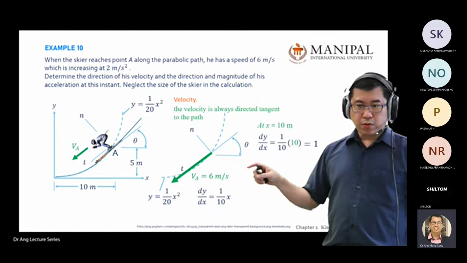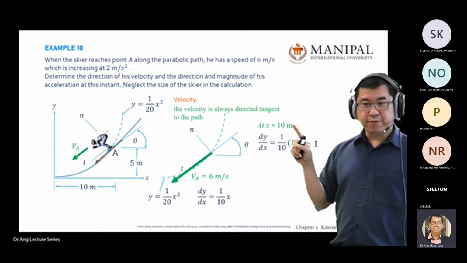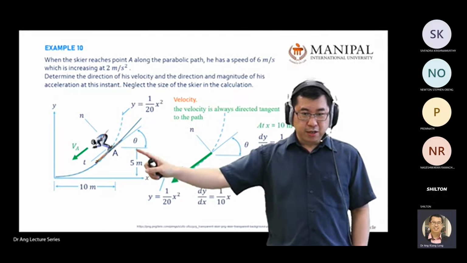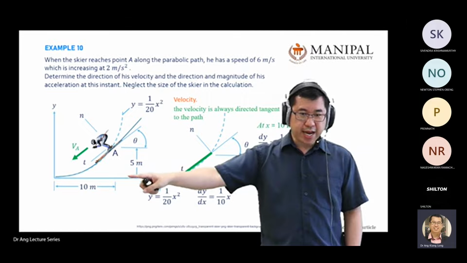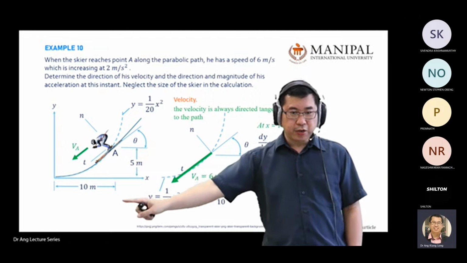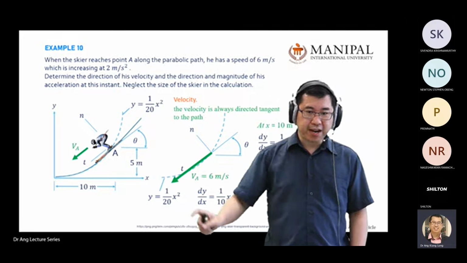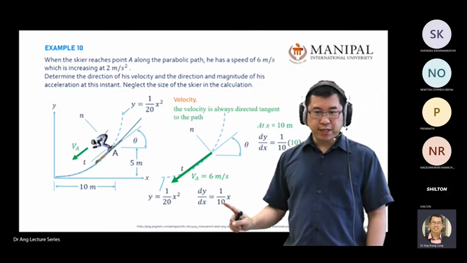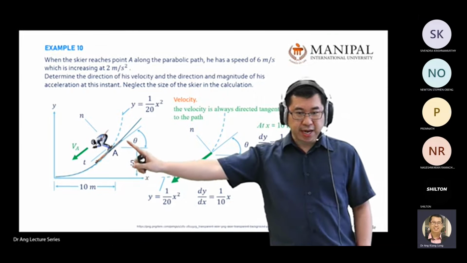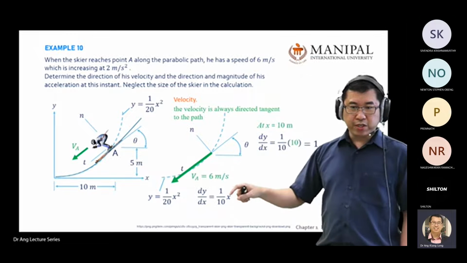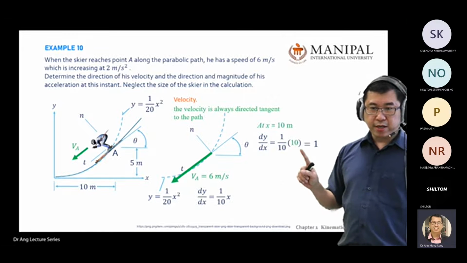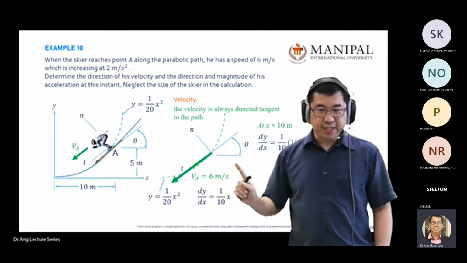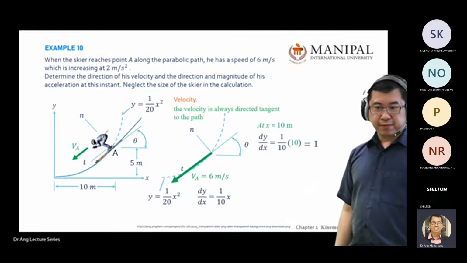Okay, so this is how we apply the coordinate that I mentioned just now in the first session. You know the coordinate of your A, all right? Your A coordinate is (10, 5) over here. Your x coordinate is 10, your y coordinate is 5. So this equation, dy over dx equals 1 over 10 x, at that particular instant at point A, you can substitute the location of x inside here, and you'll get 1. It means the gradient of this curve at point A is 1.